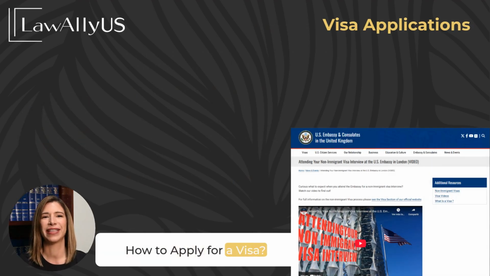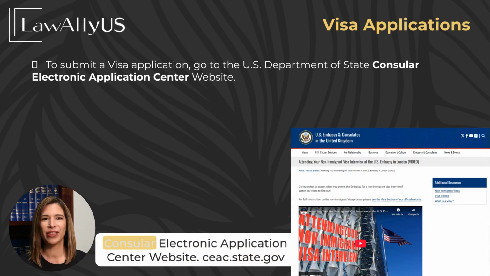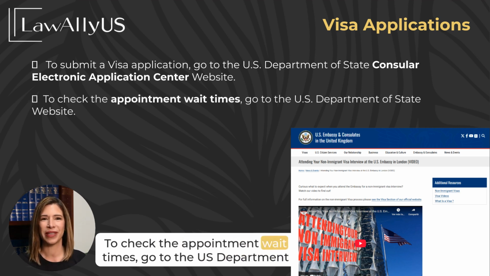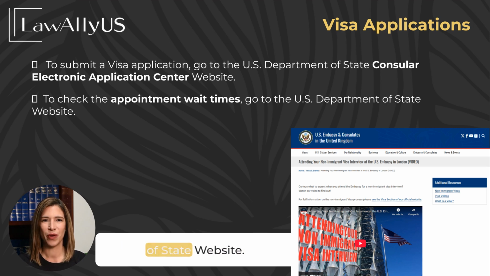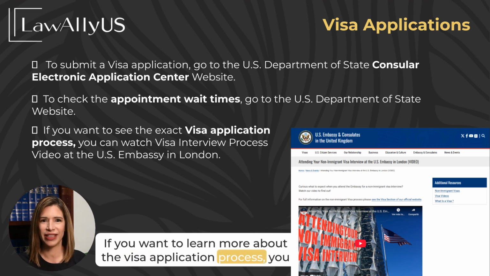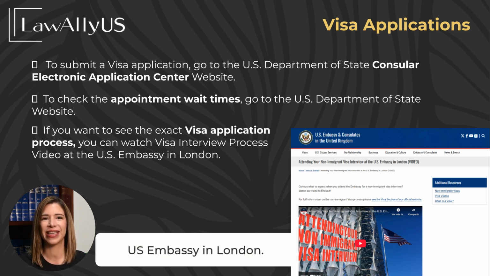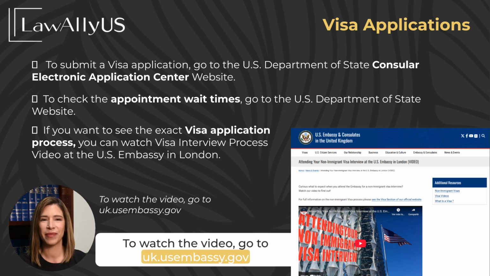How to apply for a visa? To submit a visa application, go to the U.S. Department of State Consular Electronic Application Center website, ceac.state.gov. To check the appointment wait times, go to the U.S. Department of State website. If you want to learn more about the visa application process, you can watch the video on the visa interview process posted by the U.S. Embassy in London. To watch the video, go to uk.usembassy.gov.